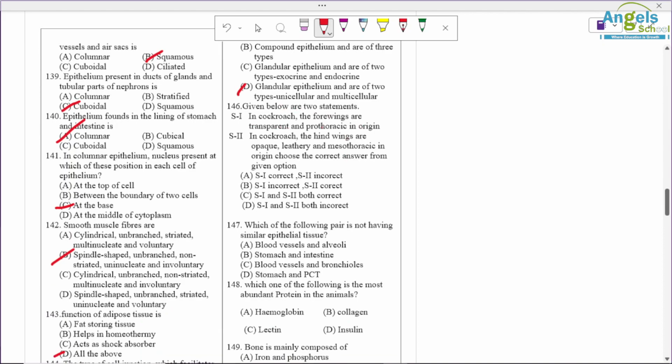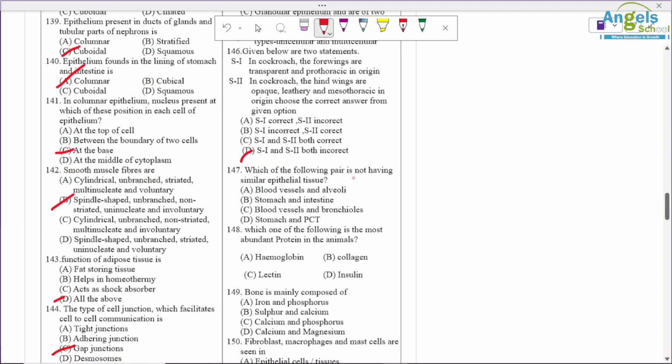Given below are two statements. Statement 1, in cockroach, forewings are transparent and of prothoracic origin. So it is a false statement. Statement 2, in cockroach, hindwings are opaque, leathery and of thoracic origin. So again it is a wrong statement. So both statements 1 and 2 are incorrect.